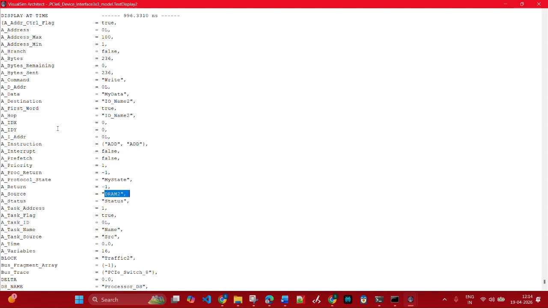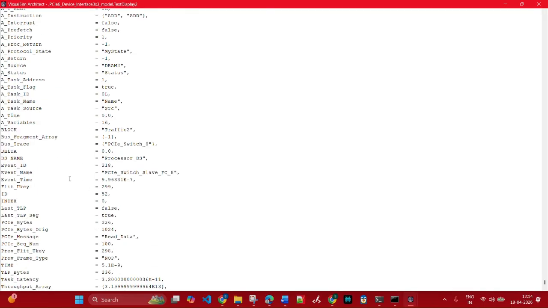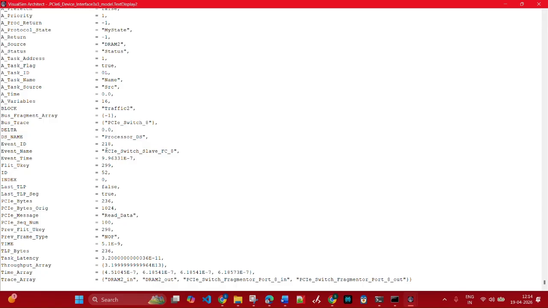So my TG2 is generating DRAM 2 write transactions of 236 bytes. And here is the port selection. From port 2, it is routed to port 8. From that, the last few arguments I get here are: PCIe bytes is 236 bytes. What was its original? 1024 is original.